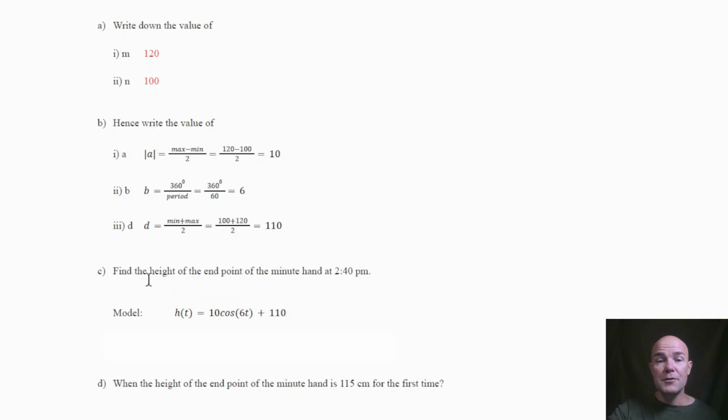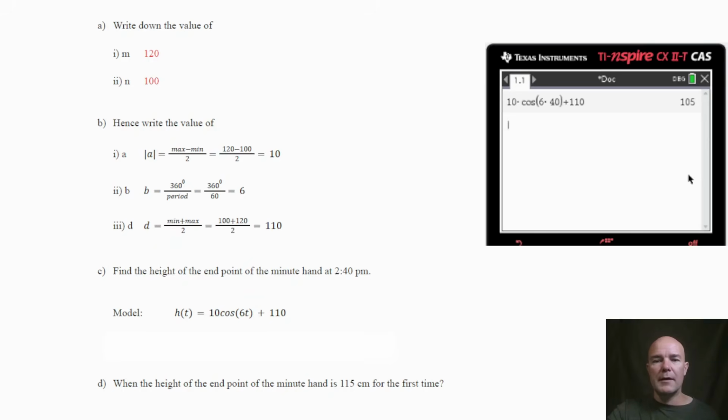So we get our model to be 10 times cosine 6t plus 110. And the first question using our model is to find the height of the end point of the minute hand at 2:40. We have to see from the question that the value for t is minutes after 2 p.m. So if the clock is 2:40, then our value for t has to be 40. So all we do is type 40 into our model, replacing t with 40 and finding the value using our calculator. And here you can see our calculation using our calculator. So we just type in 40 into our model.